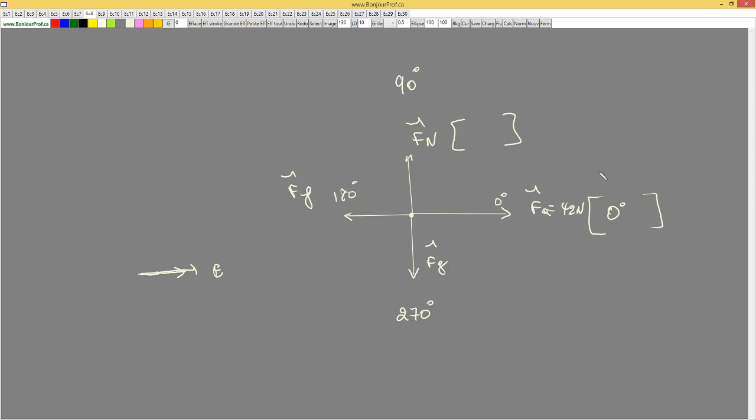Okay. So what will be the normal force here? What will be the direction here? This one will be Fn. We don't know what the magnitude is, so we'll put Fn. And what is the direction here? 90 degrees. Okay. This one here, the force of friction. It was what we found. We found 162. It will be 162 newtons, and the direction 180 degrees.